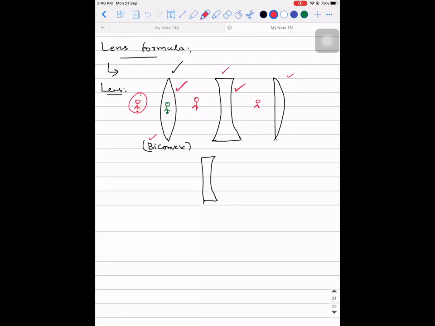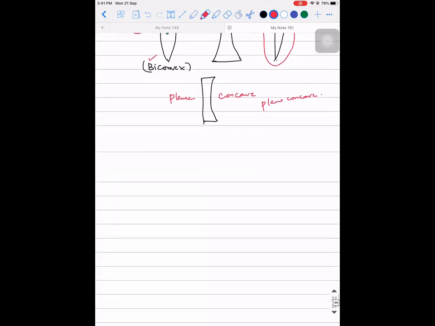I'm asking, how do you name this? When you stand from the left, it is plane convex. Actually, we call it plano-convex. I hope you are able to understand the naming structure. When you stand from the left-hand side and see it is plane, when you stand from the right-hand side and see it is convex. So that's why we call it plano-convex. What about this? It's called plano-concave.